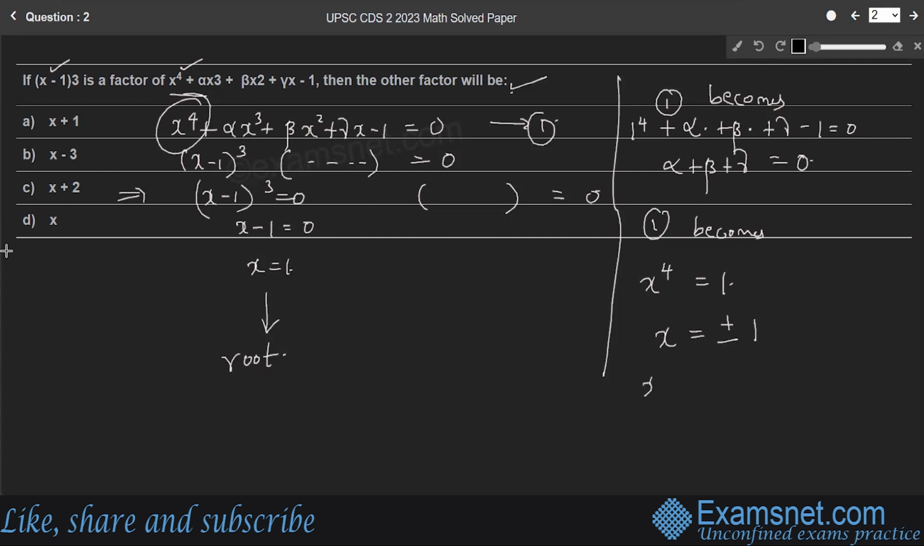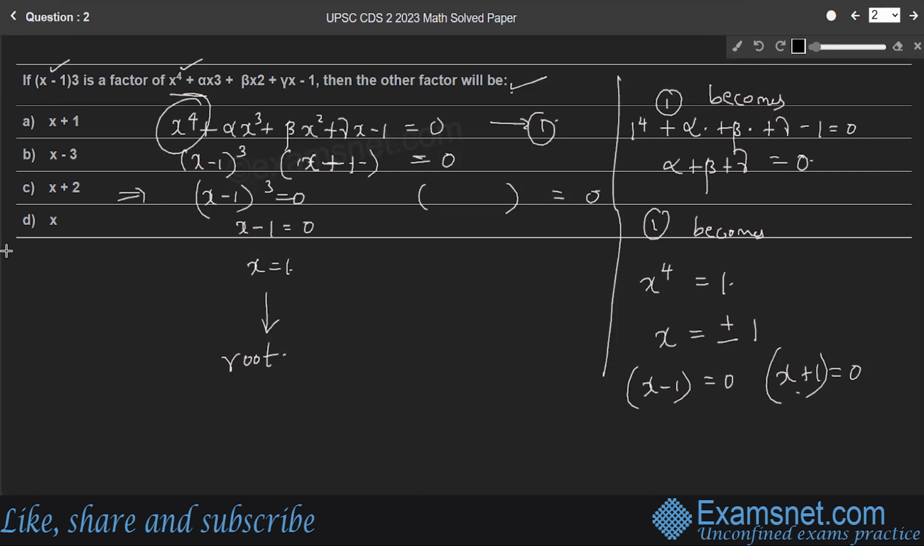That means x minus 1 is equal to 0 and x plus 1 is equal to 0. So these are the two factors, x minus 1 and x plus 1. Therefore, the given polynomial can be expressed as (x minus 1) raised to 3, and (x plus 1).